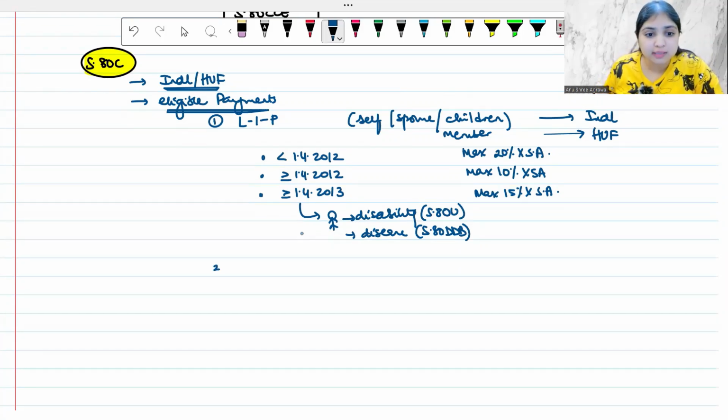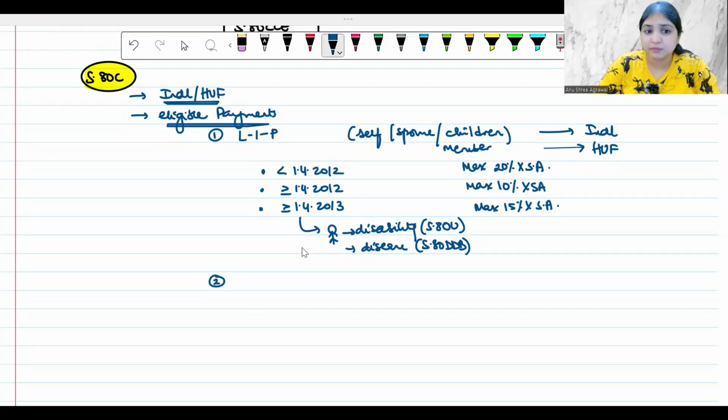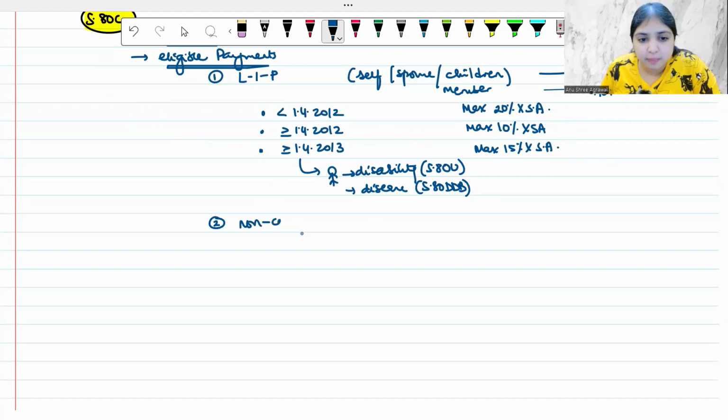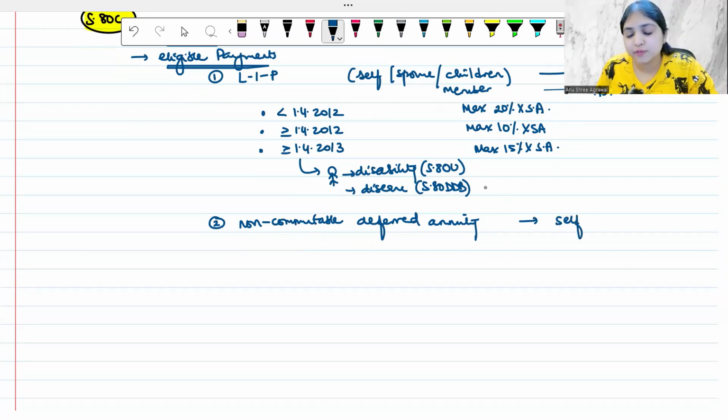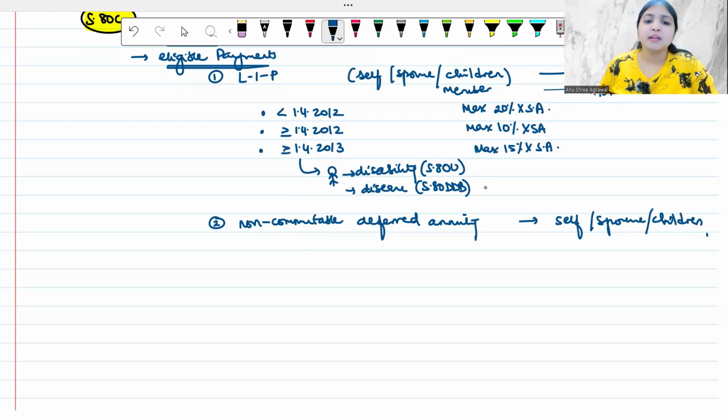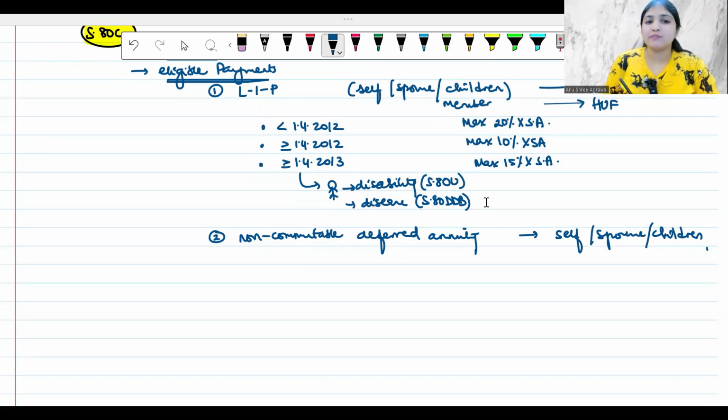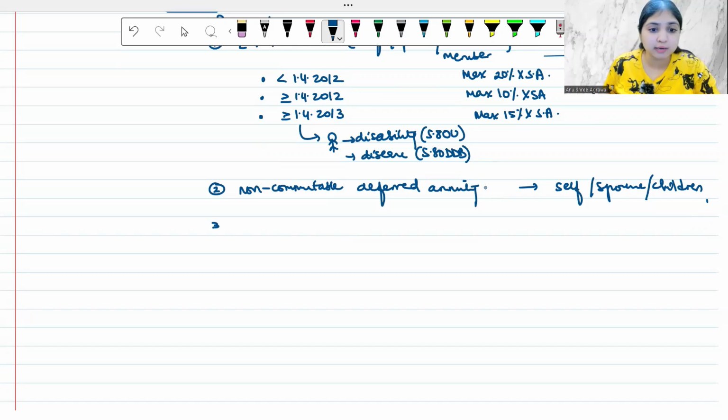Then coming to our second point, we're talking about something called non-commutable deferred annuity. If my assessee is making a payment towards non-commutable deferred annuity, even this can be on the life of self, spouse or children of the assessee. Not a very important point. So any non-commutable deferred annuity on the life of self, spouse or children, even this will be allowed under Section 80C.